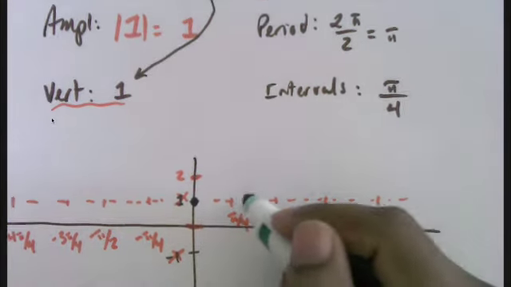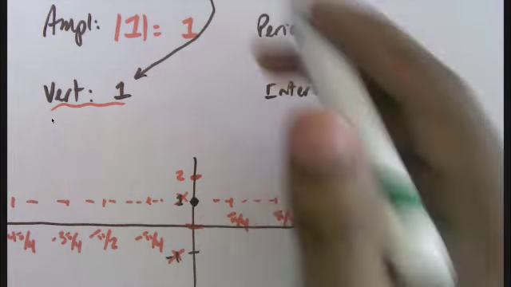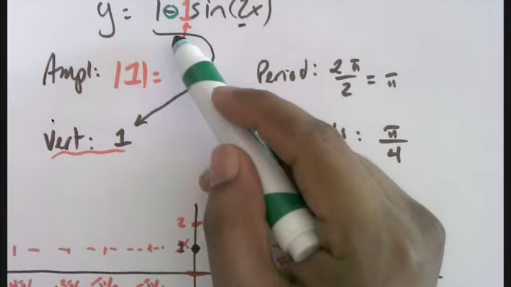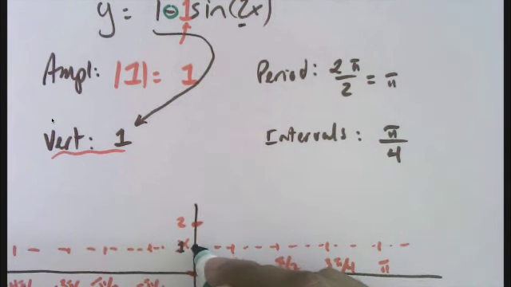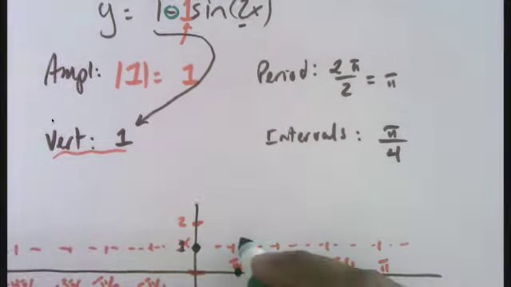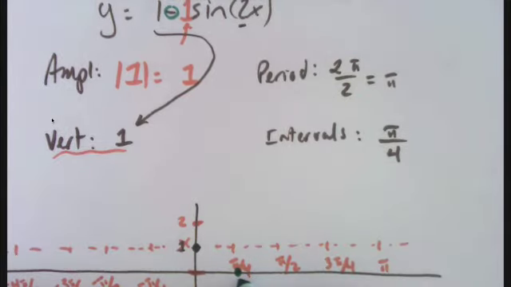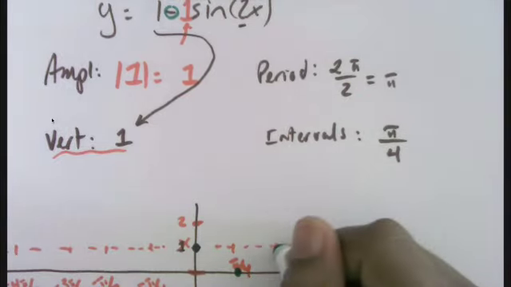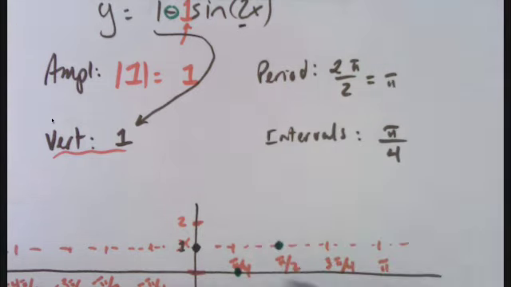Usually when I go to the right, the sine function will go up, but because I have this negative here, I'm going to have to make sure that instead of going up, I'm going to go the opposite direction and go back down. So at pi over 4, the y value is going to be 0. At pi over 2, we'll go back up to our new x-axis, which will be at 1.